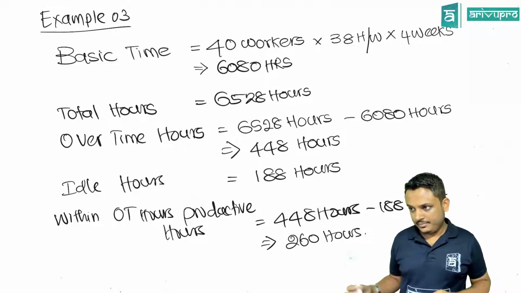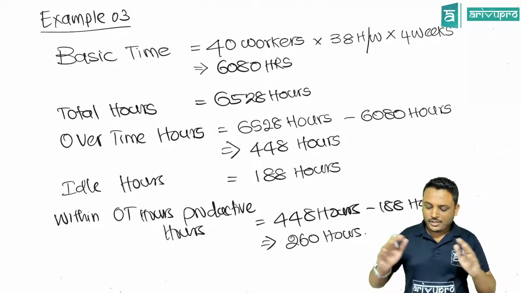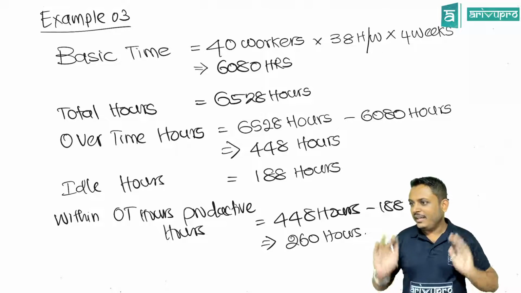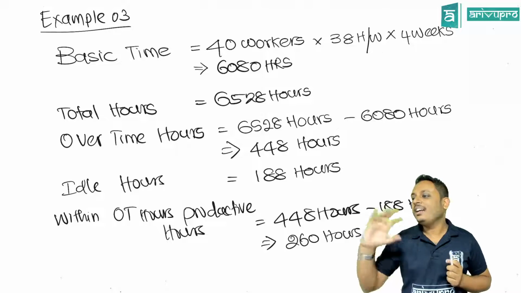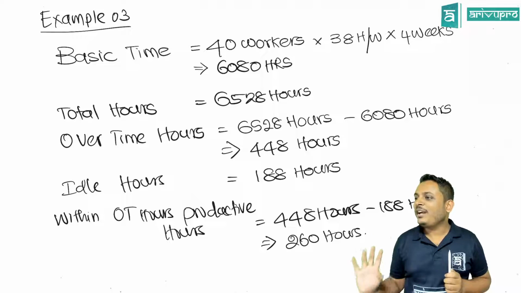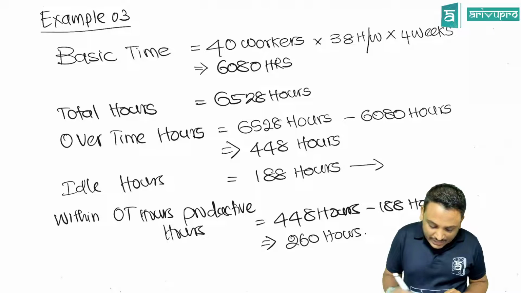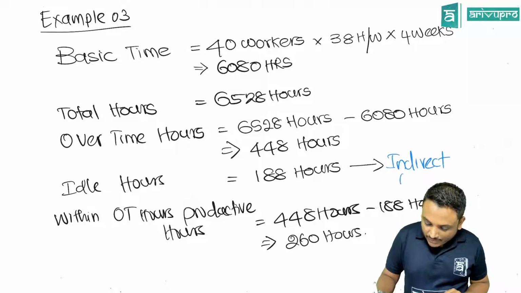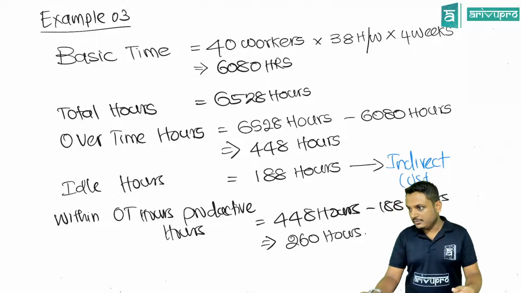So why do we have to minus the idle hours from the total overtime hours? Because overtime hours total is 448 hours, and the entire 448 hours is not productive, because within that idle hours are also there. So I am trying to find out productive hours only. Reason: idle hours are treated as indirect cost, which you can't identify within the final output. So we can't take it from the total hours.